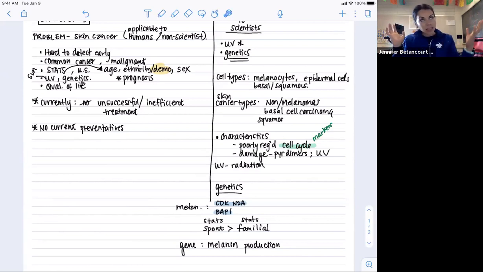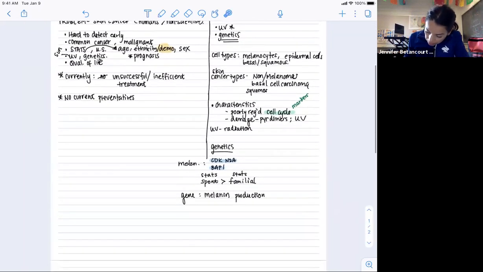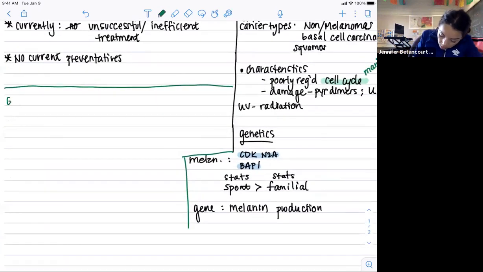Like, if this antibody doesn't work, that's okay. I'm not going to do antibody staining. Instead, I'll do a Western blot, and I'll just use a different antibody, or whatever it may be. So doing the background like this gives you ideas of the route you can take when you're developing your aim. Okay, so let's make sure we have hit everything. Last but not least, we need to have a little bit of information about GFP.